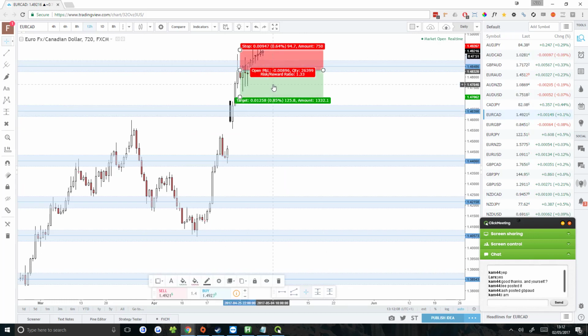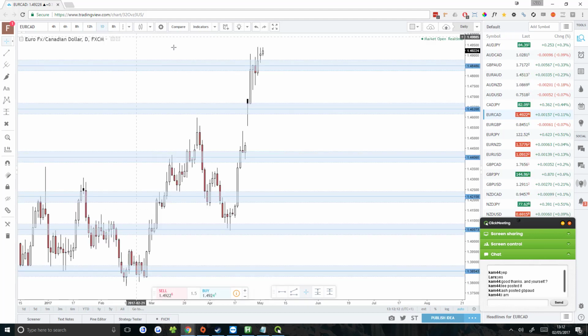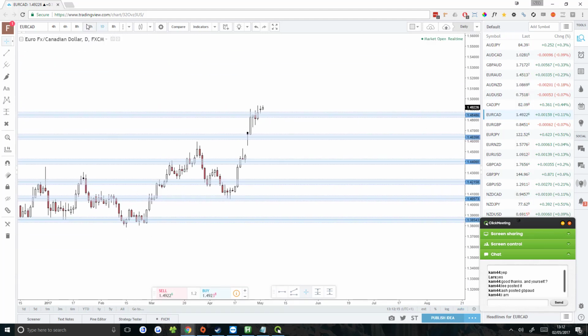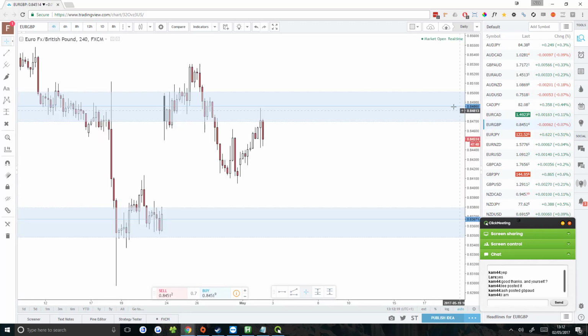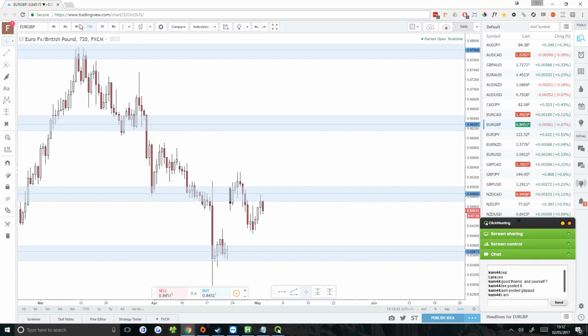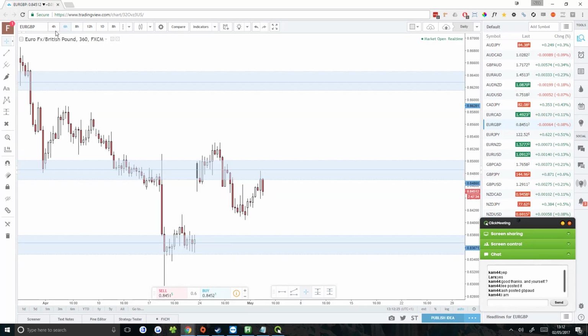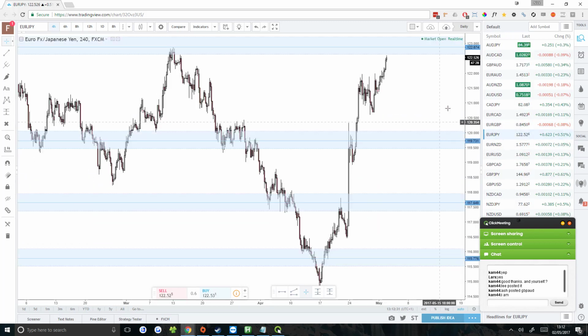EURJPY is just trying to break through this resistance area, really. Nothing too much important going on there. Let's look what's happening with the next pair. Trending down, bounce from resistance. Nothing much that I would want to trade.